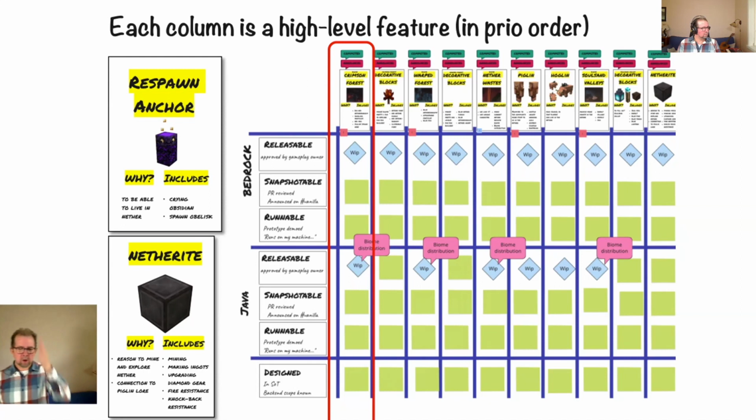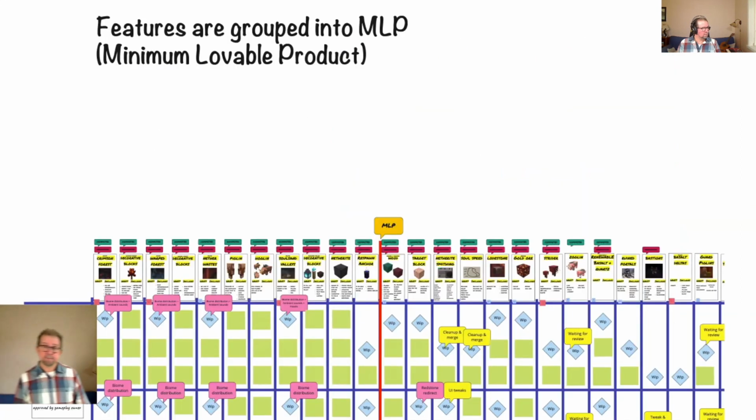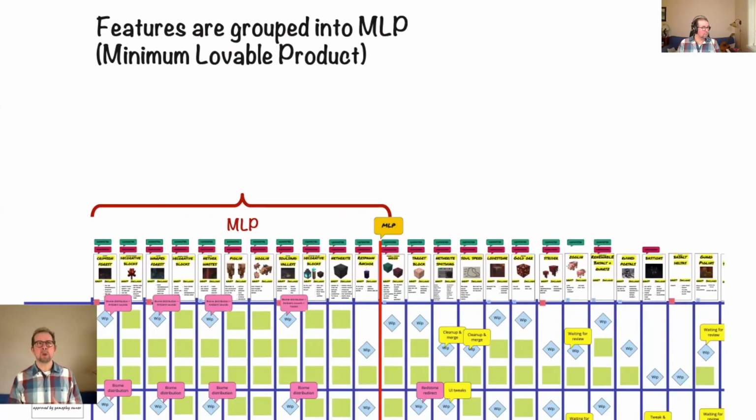So each column is a feature, and they go from left to right. They are grouped into what we call the MLP, the minimum lovable product. There's like a red line hanging on the wall, and everything to the left of it is included in the MLP. It means pretty much what it sounds like. It is basically the minimum content of the bucket, right? Without these things, we don't really have a release that we could stand for.